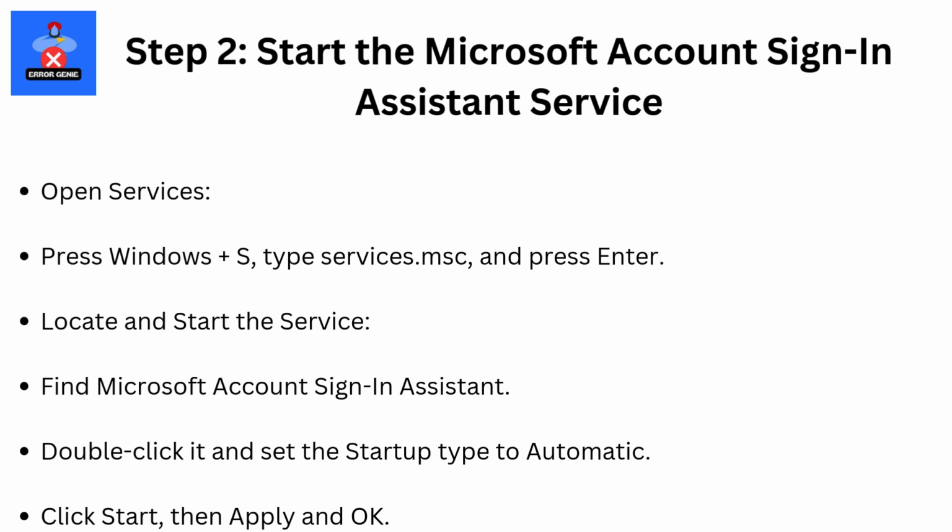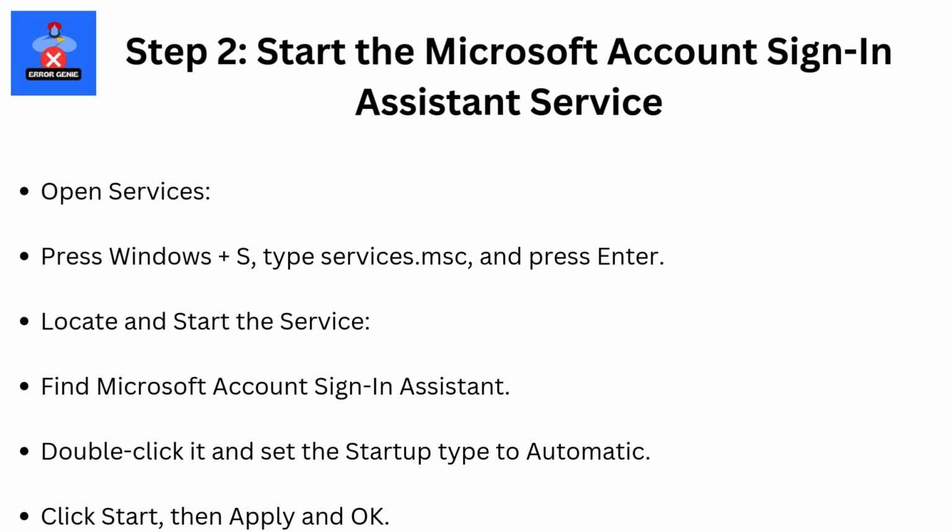Step 2. Start the Microsoft Account Sign-in Assistant Service. Open Services. Press Windows plus S, type services.msc, and press Enter. Locate and start the service. Find Microsoft Account Sign-in Assistant. Double-click it and set the startup type to automatic. Click Start, then Apply and OK.